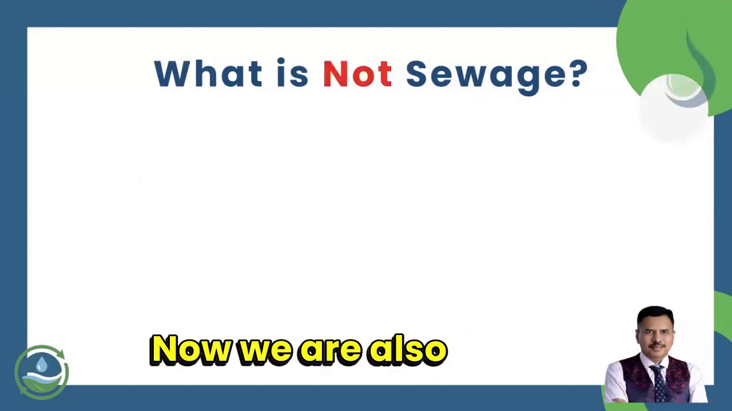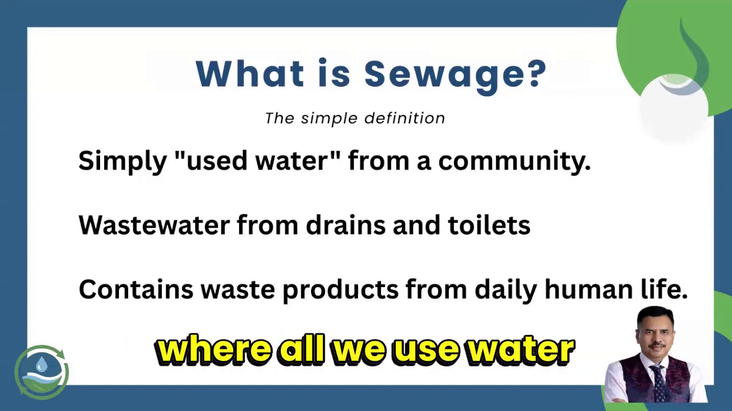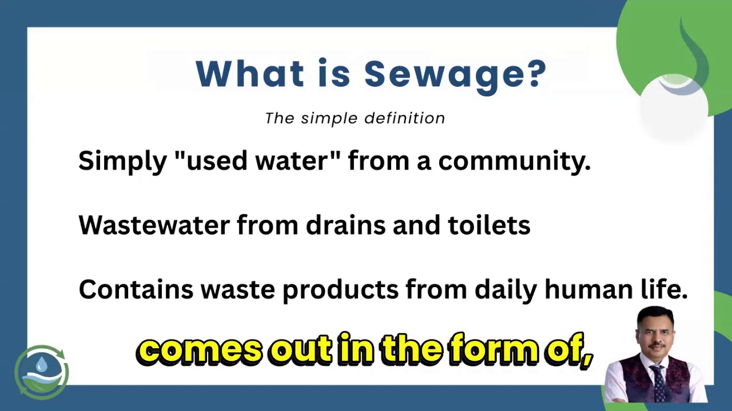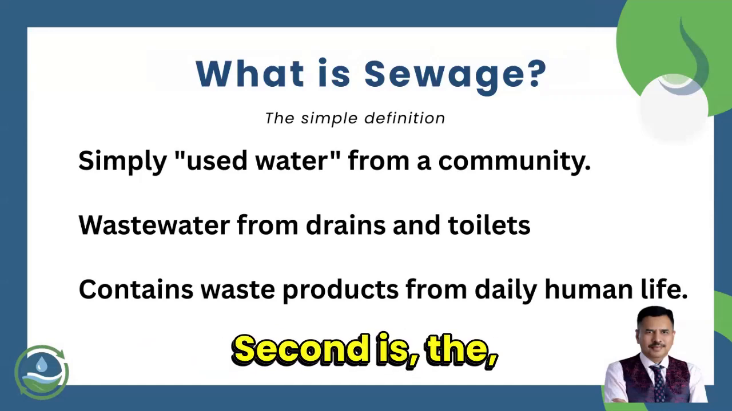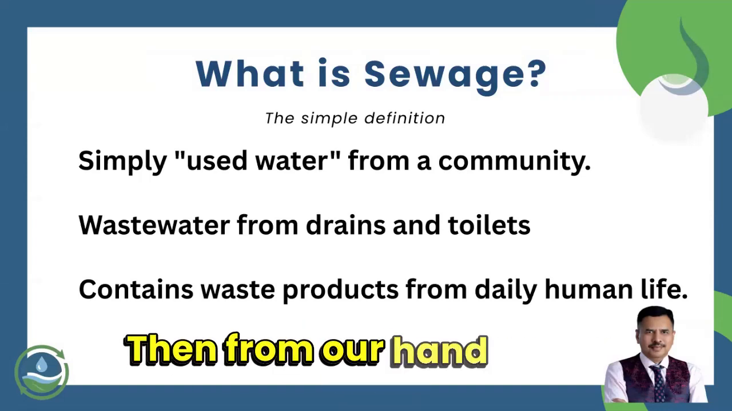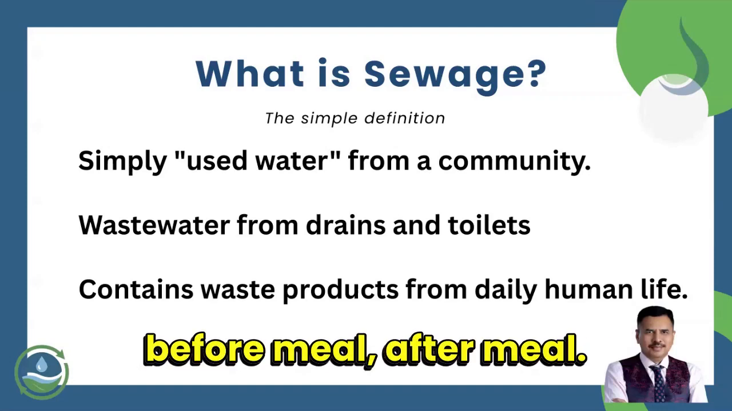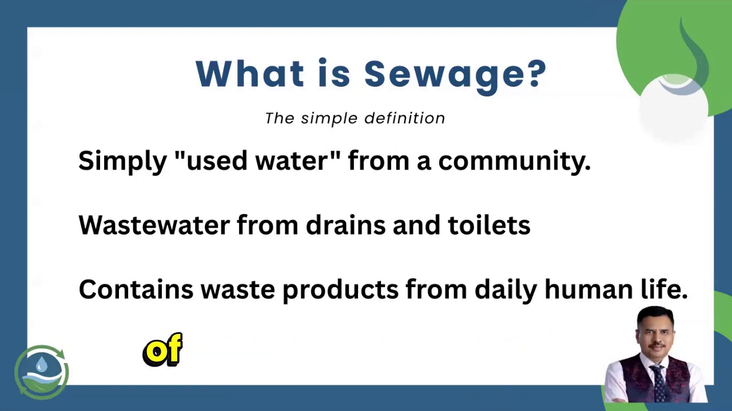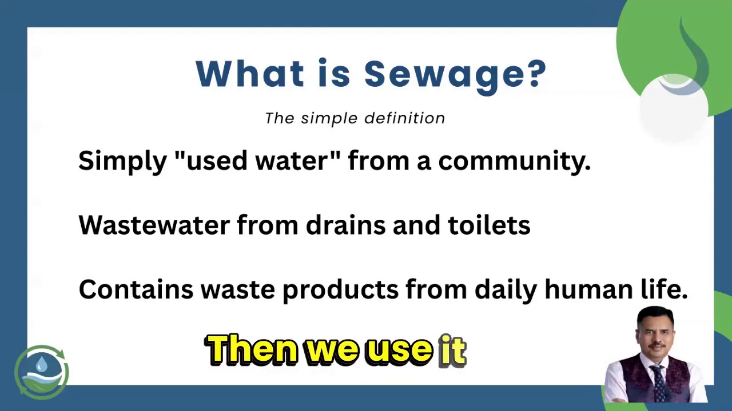Okay. Now we are also saying the water that is coming from our drains and toilets. So what it means is, where all we use water in our home, first we use water for drinking. When we drink water, it comes out in the form of urine. So urine is one thing that is coming out. Second is the toilet wastewater. When we flush, the water comes out along with fecal matter. Then from our hand wash, whenever we use water to wash our hands, maybe before lunch, before meal, after meal, right? Before meal, it is purely soap. After meal, it could contain some small particles of the food that we have consumed and whatever is stuck to our hand. Okay. Then we use it for washing our clothes.